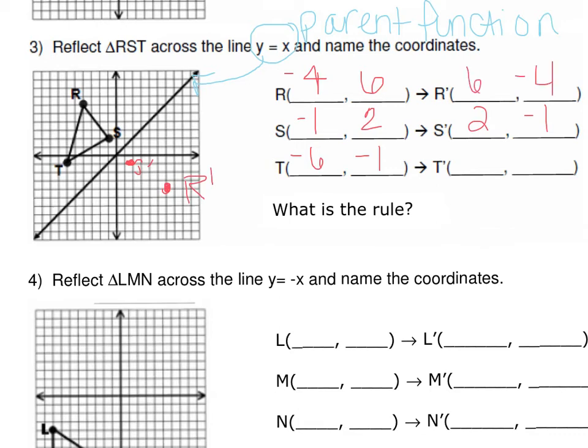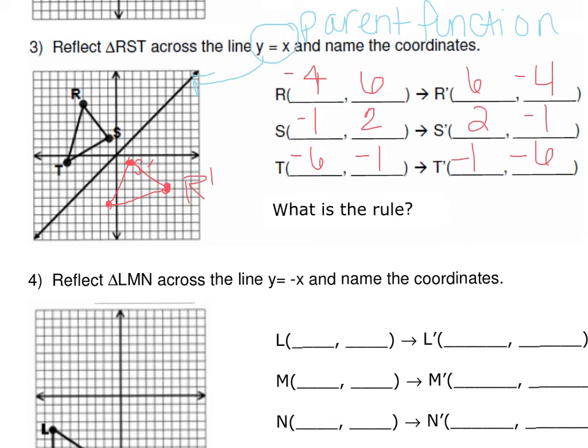And same thing with T, you can count 1, 2.5 away. So if you go the other direction, 2.5 away, there is T prime. So again, your job is to think about the rule. Here's the original ordered pair, negative 4, 6, and then when we reflect it across the parent function, 6, negative 4. Do you see the connection there?